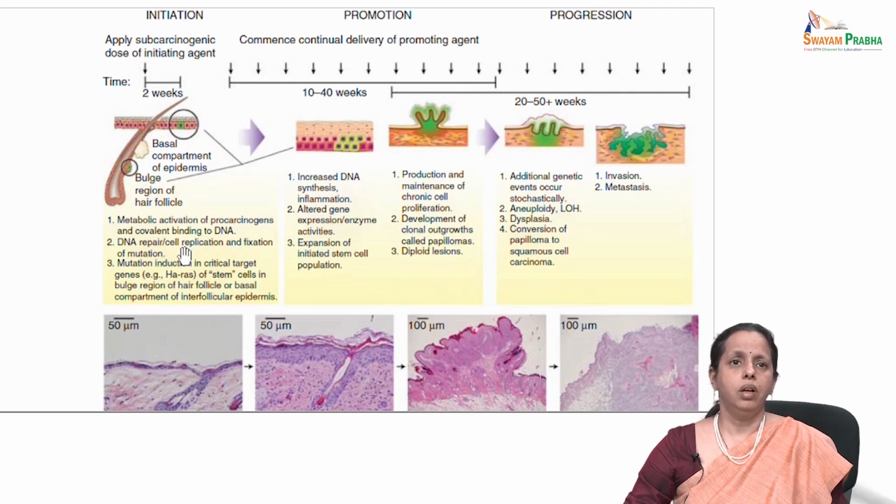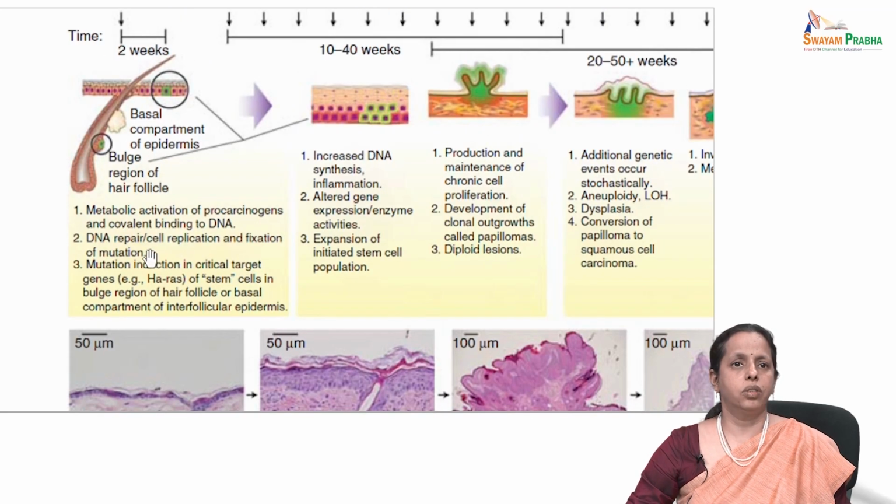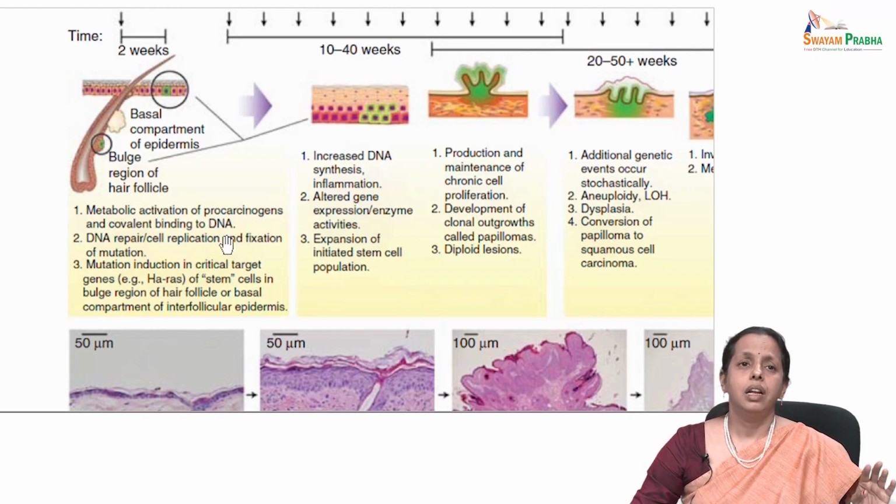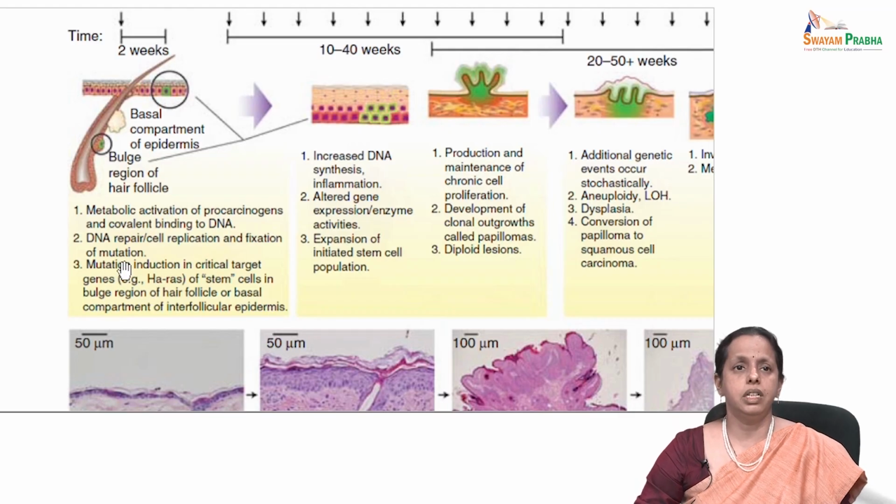For 2 weeks, there is metabolic activation of procarcinogens and covalent binding to DNA, and then DNA repair or cell replication and fixation of mutation, it will happen. So, in the initial stages, there is a chance it could be slightly reversible. Mutation induction in critical target genes happens. Example, it's your HRAS of stem cells in your bulge region of hair follicle or basal compartment of interfollicular epidermis. So the mutations could happen.